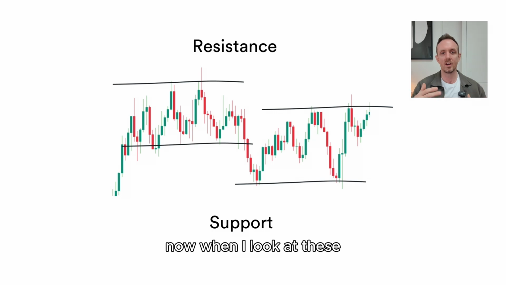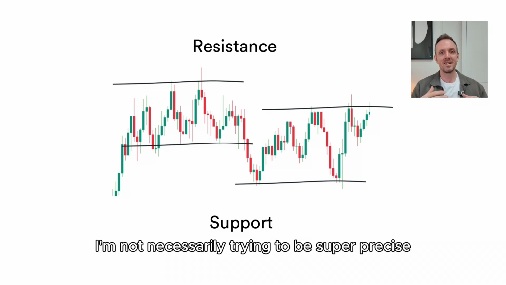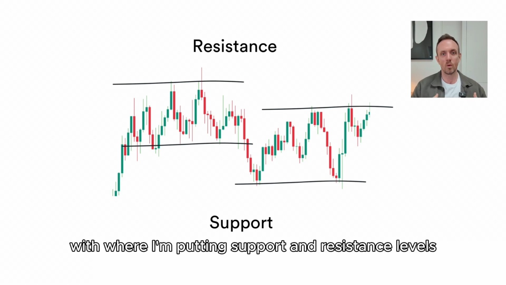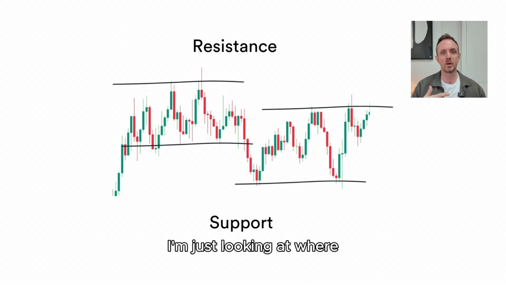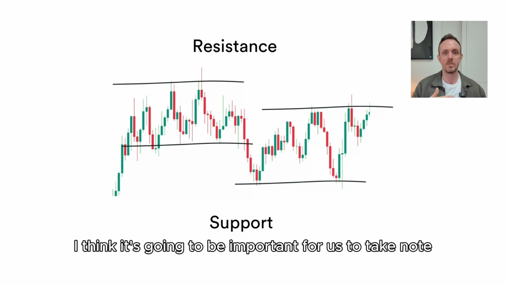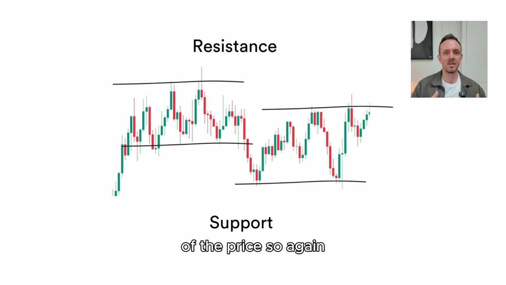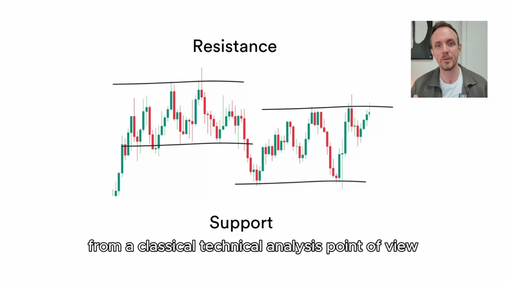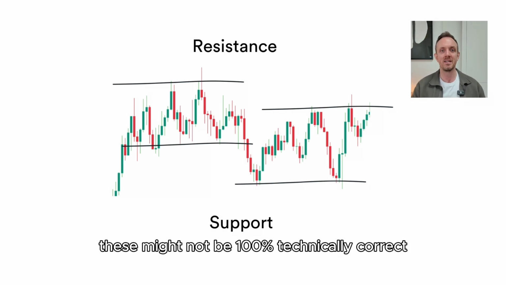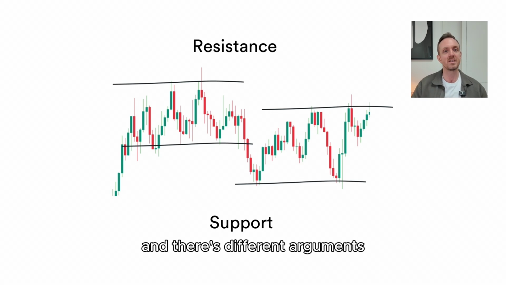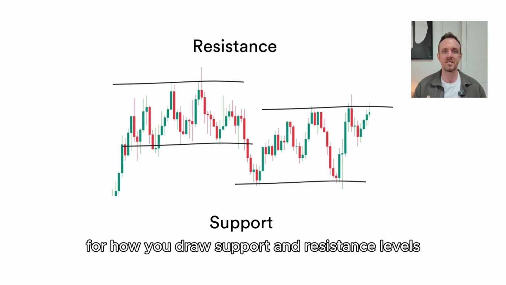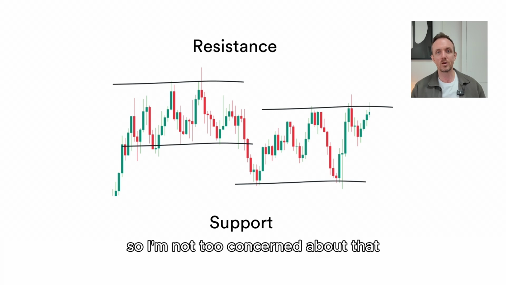Now, when I look at these, I'm not necessarily trying to be super precise with where I'm putting support and resistance levels. I'm just looking at where I think it's going to be important for us to take note of the price. So again, from a classical technical analysis point of view, these might not be 100% technically correct, and there's different arguments for how you draw support and resistance levels. So I'm not too concerned about that.